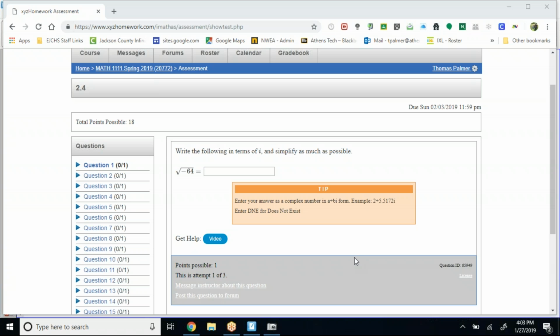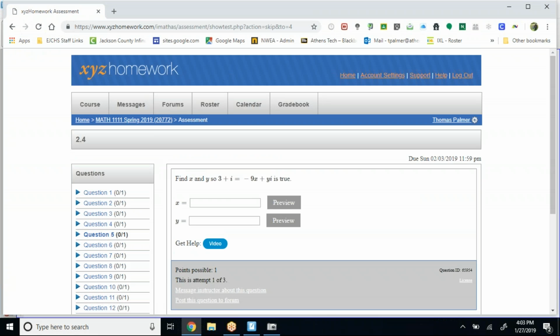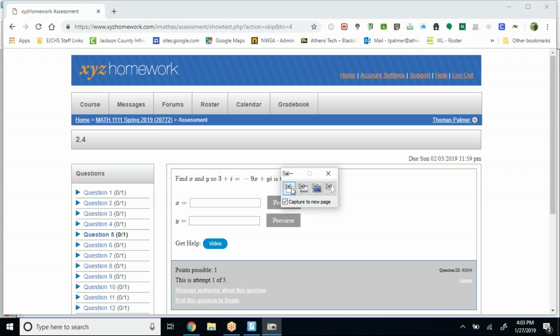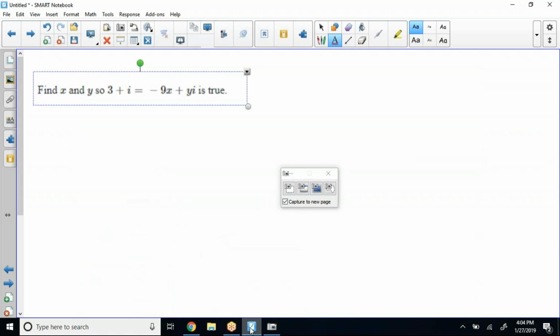I have one question so far that I'm working on in 2.4. It's number 5. All right. So you basically are saying, what does X and Y have to be to make this true? And it's probably one I ought to take off, period, because it really just is not a good question. So I can show you how to do it.